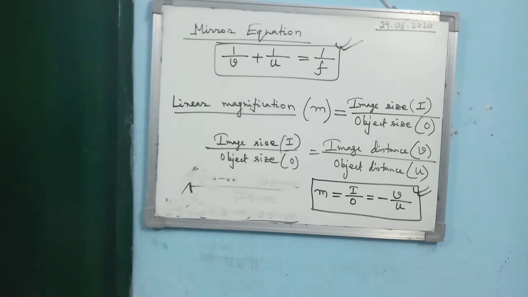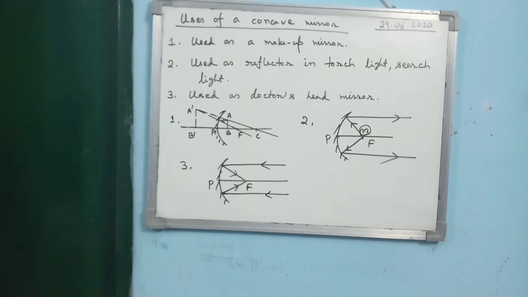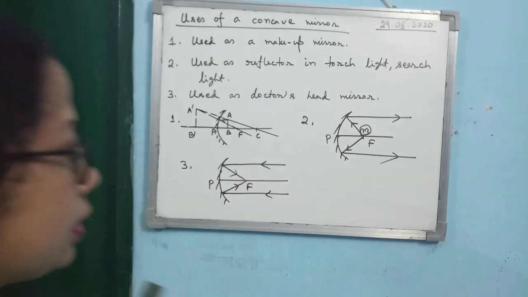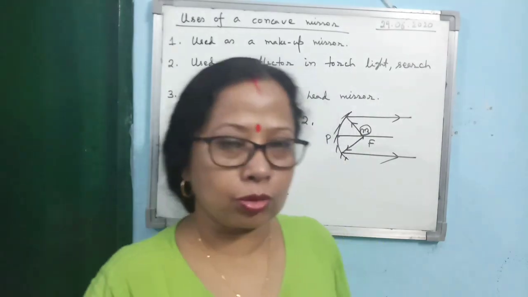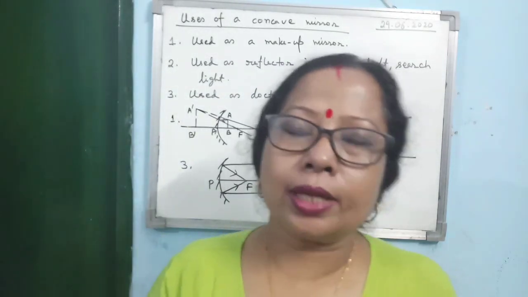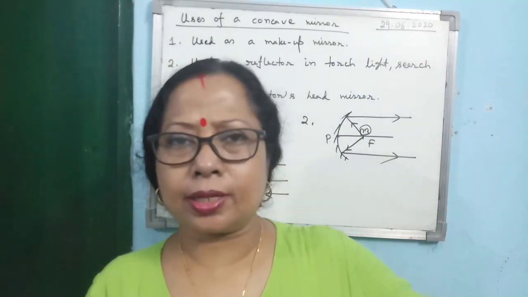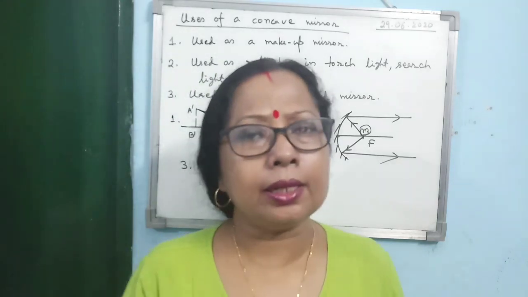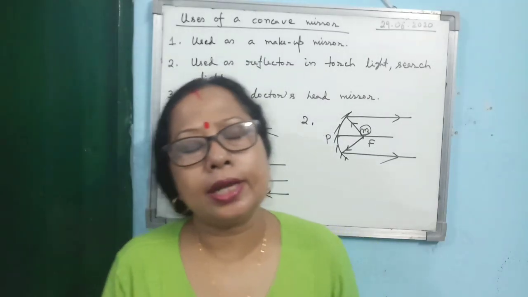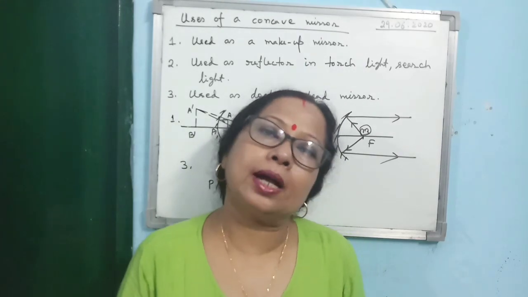I stands for image size, O stands for object size, whereas V is the image distance and U is the object distance. Now, what are the uses of a concave mirror? In your book it is written as a shaving mirror, but we ladies do not shave, so I do not prefer to write it as a shaving mirror. We do makeup, isn't it? So that's why we use the concave mirror as a makeup mirror.